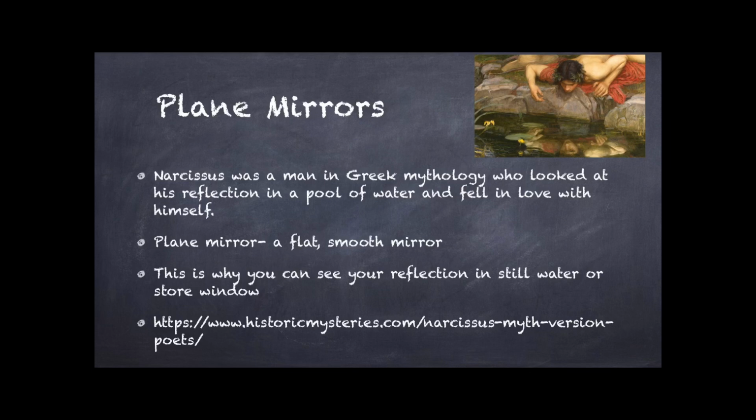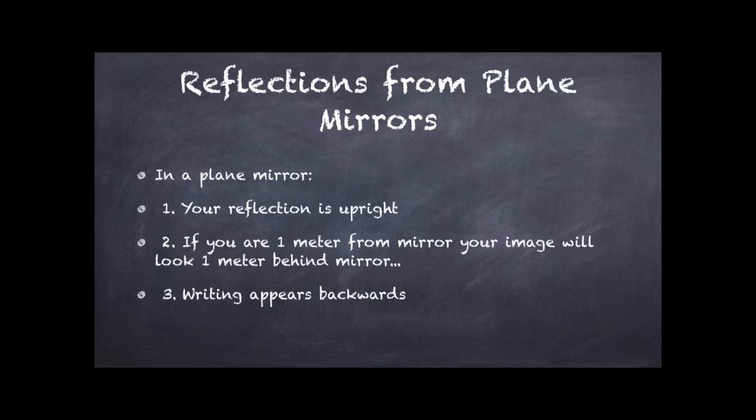So like a pool of water, still water, has to be still water. A store window. All of these are examples of what a plane mirror is. And in a plane mirror, you can see your reflection very clearly. So reflections from a plane mirror are going to have some characteristics.